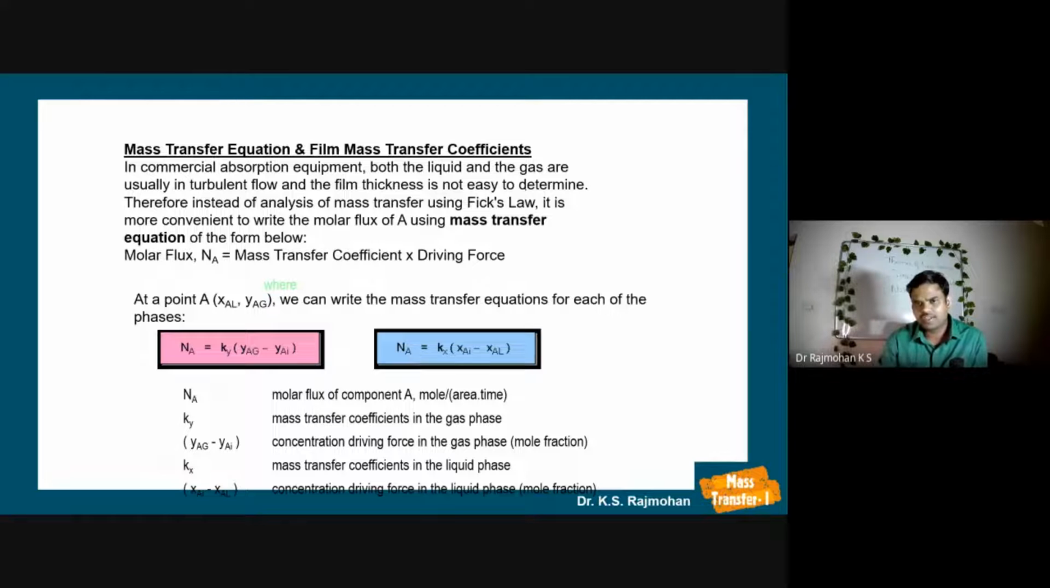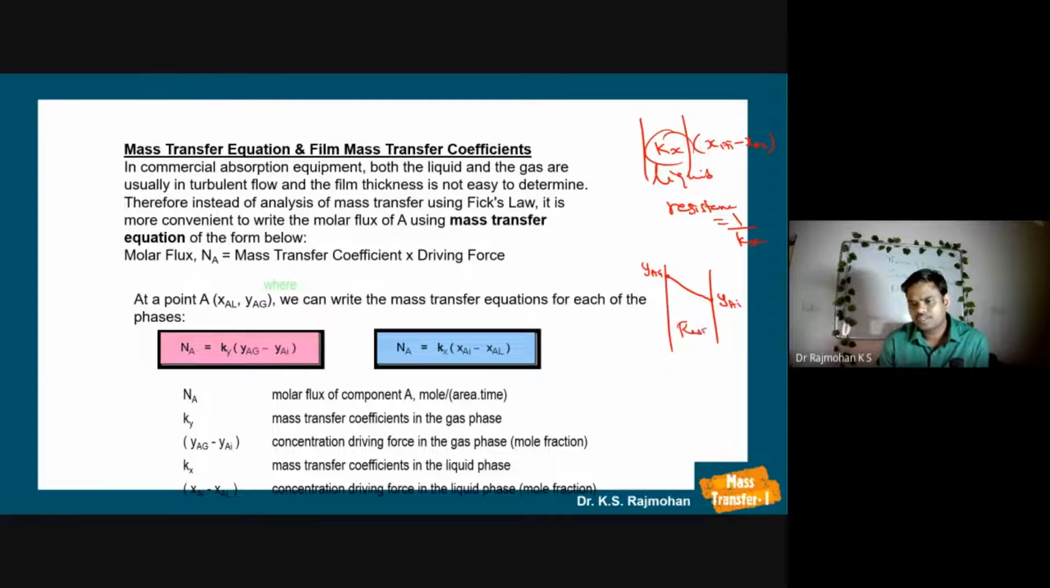We can always define, if we are assuming a thin liquid film, the mass transfer coefficient kx, if the driving force is XAI minus XAL. The resistance offered by this film is equal to 1 by kx. Similarly, in the gas film you have concentration YAG, and at the interface we have YAI. So the driving force is YAG minus YAI, and the resistance offered to mass transfer in this film is equal to 1 by small ky. That is, the inverse of the mass transfer coefficient is the resistance in the gas film.